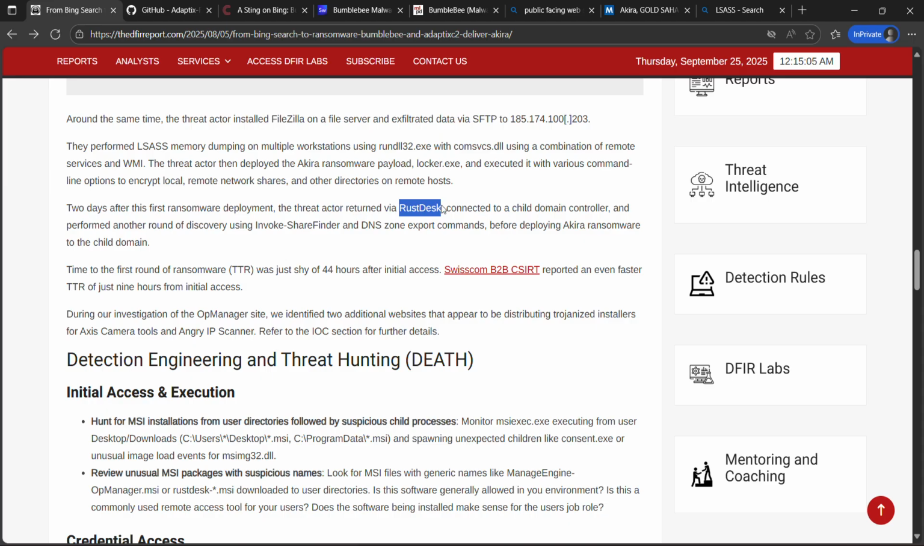Okay, this is one that he installed preemptively, right? As a backdoor, connected to a child domain controller and performed another round of discovery using Invoke-ShareFinder and domain name system zone export commands before deploying Akira ransomware to the child domain. Time to the first round of ransomware was just shy of 44 hours after initial access. 44 hours after he gained access and the damage was already done, with an even faster TTR of just 9 hours from initial access.